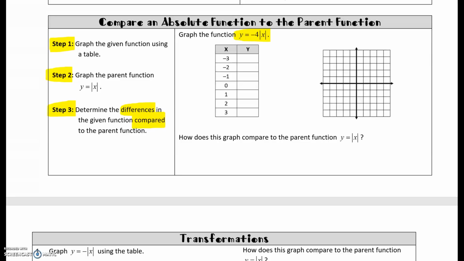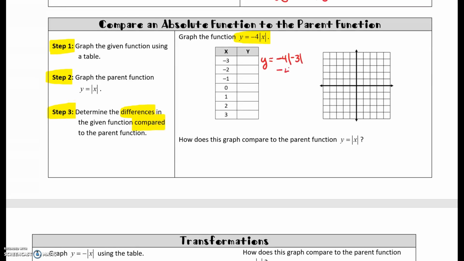So let's begin with step 1. Graph the given function using a table. Now, this time I have y equals -4 absolute value x. So in this case, it'll be -3. Now, you have to be careful with absolute value. You have to do order of operations. Therefore, to do this, you have to do -4 times the absolute value of -3, which is 3. So 4 times 3 is negative 12.